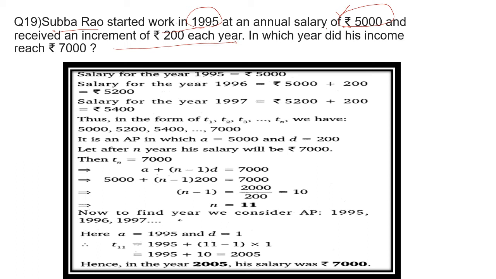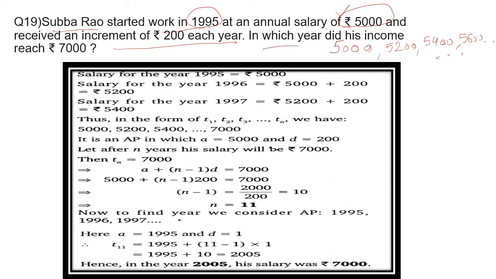So if I have to find out her salary, let us say after 5 years, I can easily find it by just increasing her salary by 200. So this is how the pattern goes on: 5,000, 5,200, 5,400, 5,600, and so on.